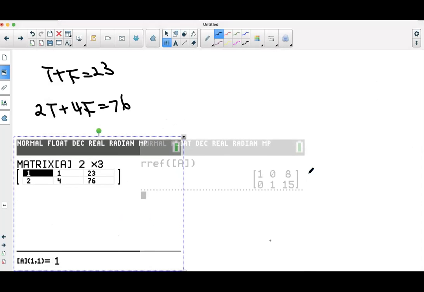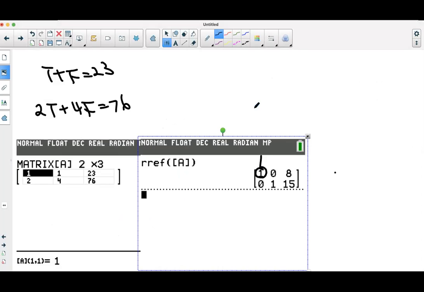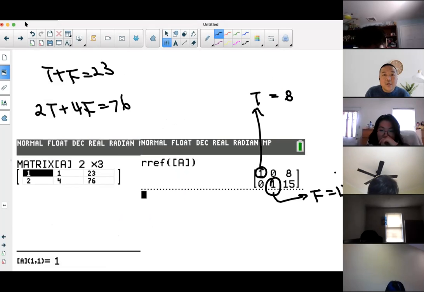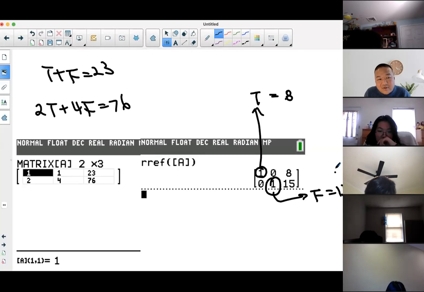And from here, it tells me that the first one, t, is equal to 8, and the second one, f, is equal to 15. That's what they're giving me. All right, and hence the difference is equal to 7. How about this one, guys? Is it okay? Once again, you should know both ways, using the calculator and also doing it by hand. All right? Okay, so we're done with this one. There isn't any other questions, so I'm going to move on to the next topic.